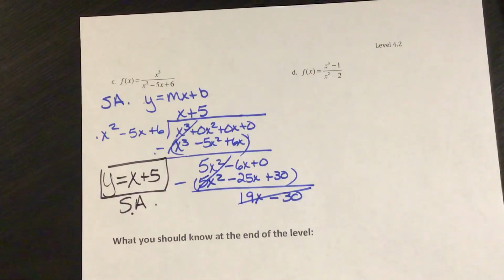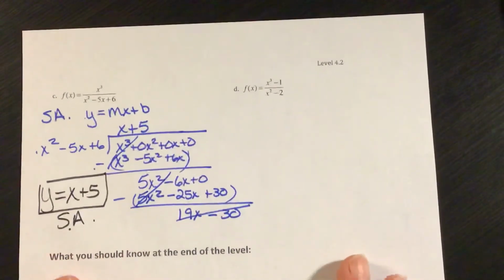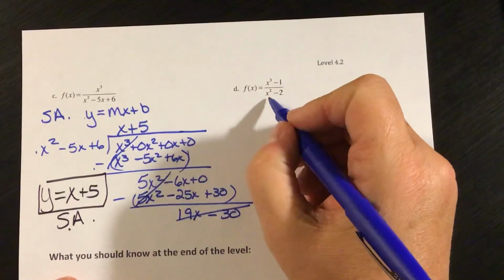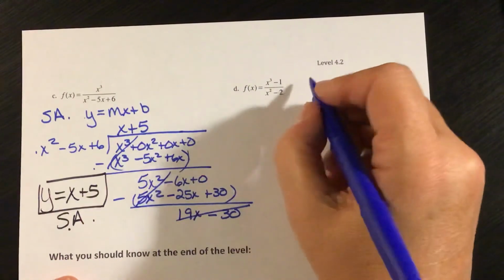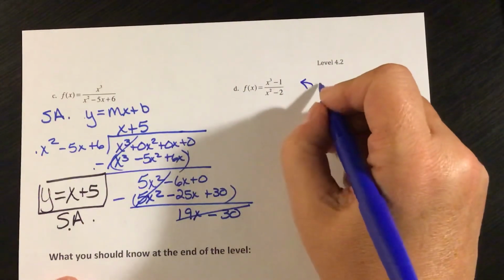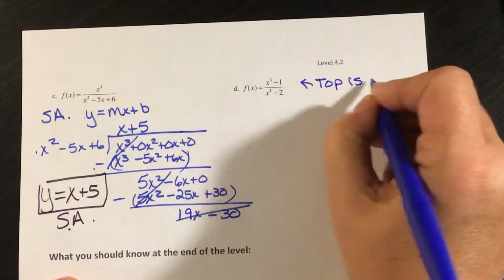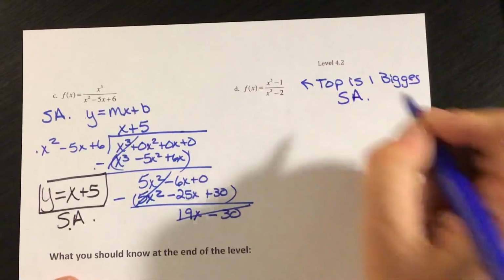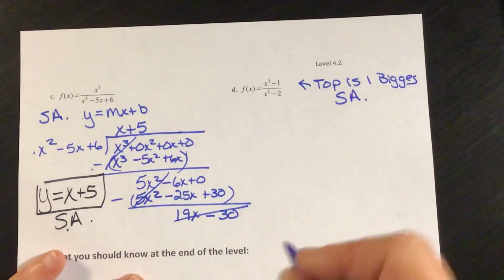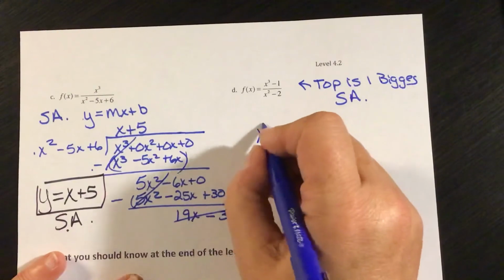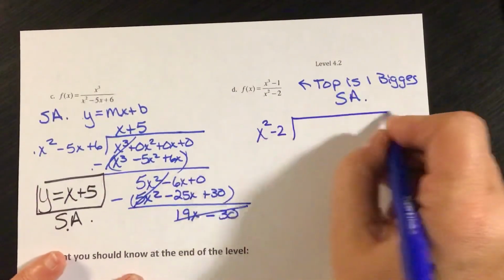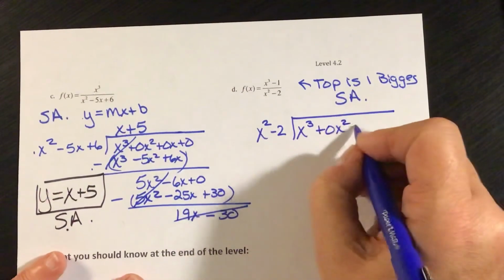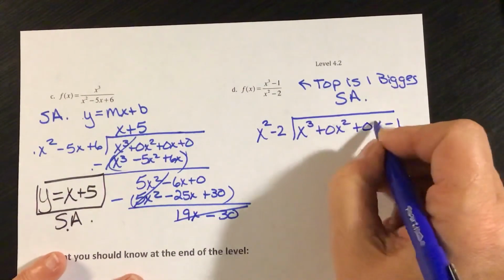Then we have one more like this in part D. My degree on top is a 3 over its second power, so I have 1 bigger on top. So top is 1 bigger. That means I'm going to have a slant asymptote again. And if I divide x squared minus 2 into the top, x to the third plus 0x squared plus 0x minus 1.